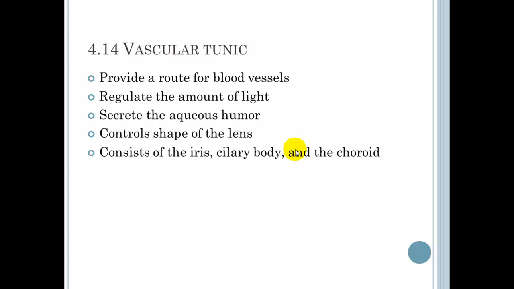4.14, vascular tunic. Vascular tunic provides a route for blood vessels, regulates the amount of light, secretes the aqueous humor, controls the shape of the lens, and consists of the iris, ciliary body, and choroid.